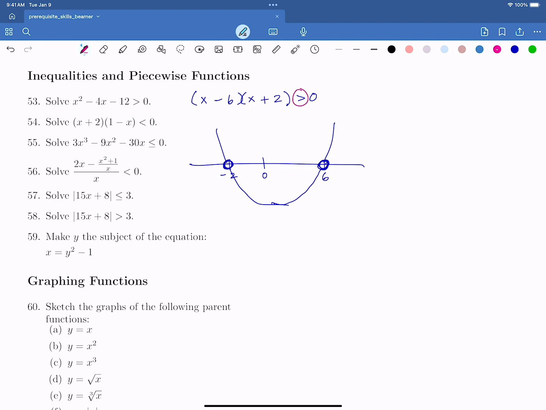Well, the number line itself represents where it's equal to 0. So greater than 0 means above 0. Positive. Where are the y-coordinates positive? So I can see from my sketch here, whenever the x-coordinate is less than negative 2 or greater than 6. So that's my solution. x is less than negative 2 or x is greater than 6. It needs to be the word or, not the word and. The word or. x is less than negative 2 or x is greater than 6.